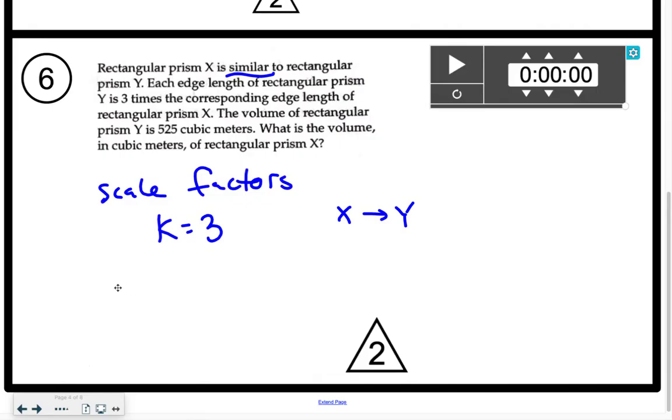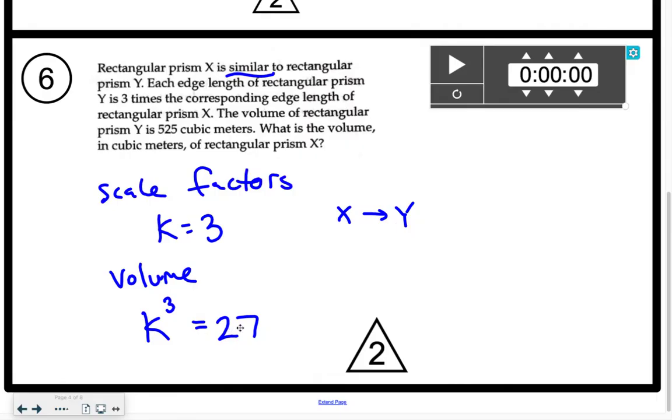Now, they're giving me information about the volume. Well, the volume doesn't get multiplied by 3. The volume always gets multiplied by the scale factor cubed, because each of the 3 dimensions gets multiplied by 3, and 3 times 3 times 3 is 27. So since we're multiplying by 3 to go from x to y, the volume to go from x to y is getting multiplied by 27.